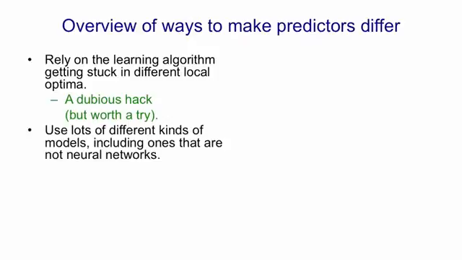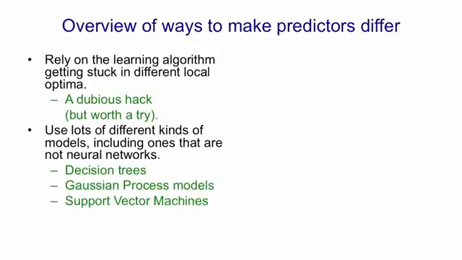You could use lots of different kinds of models, including ones that are not neural networks. So it makes sense to try decision trees, Gaussian process models, support vector machines. I'm not explaining any of those in this course. In Andrew Ng's machine learning course on Coursera, you can learn about all those things. Or you could try many other different kinds of model.